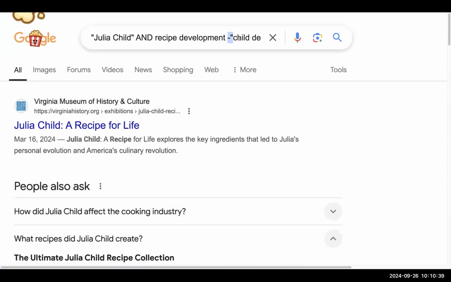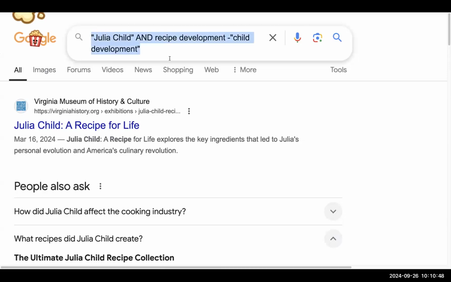But at the very least, in Google, use this minus and then take out any words you don't want, minus child development in this case, and that will get you there. I'll put that in chat for you too, so you have it. Thank you so much.